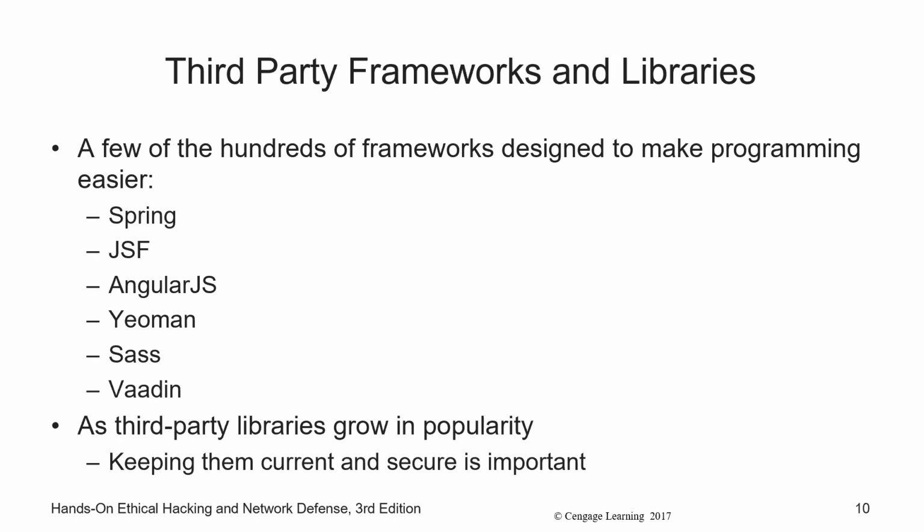There's a lot of third-party libraries. Some are server-side, some are client-side, some are both. Spring, JSF, Angular, Yeoman, Sass, and Vaadin. The problem with a lot of these third-party libraries is they themselves rely on a number of third-party libraries. I had a project recently where it was using Angular, and it had over 1,000 dependencies. When you have a single dependency, you're relying on every developer of each of those dependencies to ensure that they have proper security practices when writing code.